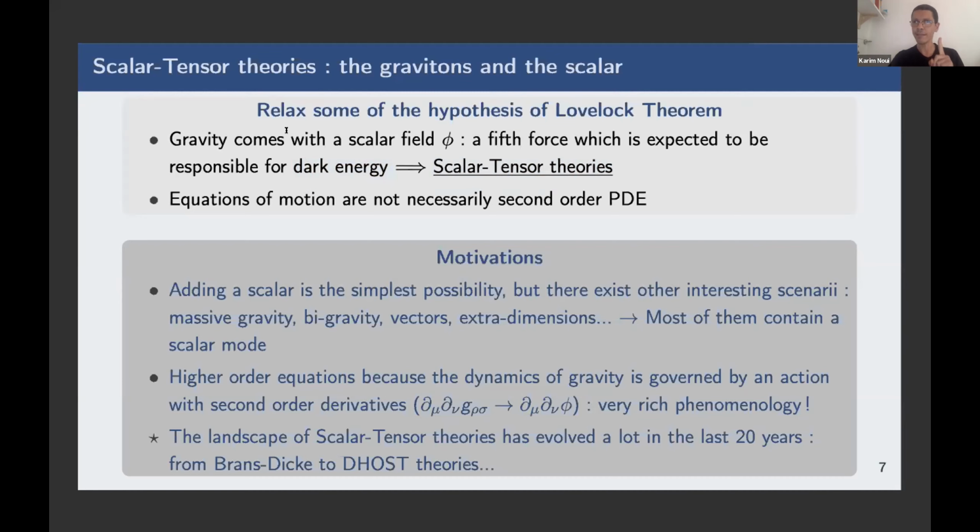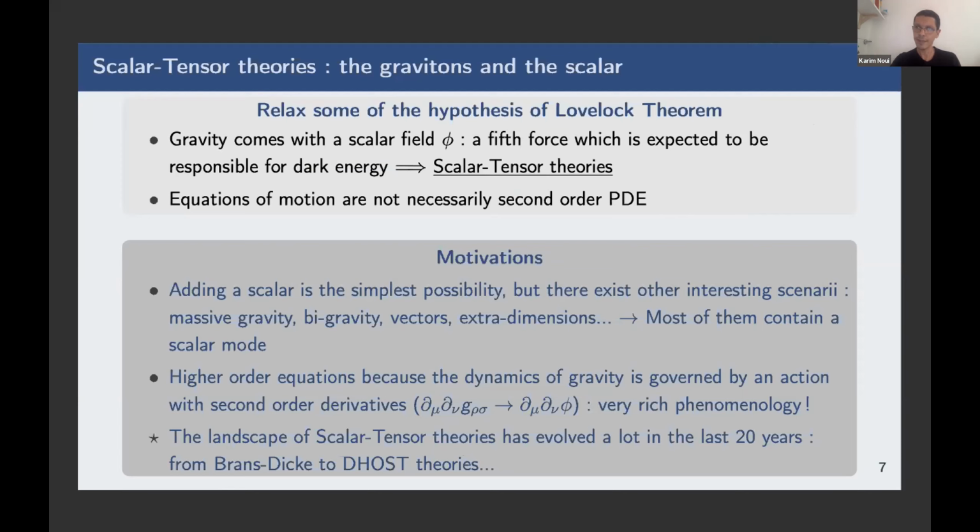But one more thing: not only do we assume that the metric comes with an extra field, which is a scalar field here, but we will also relax the hypothesis that the equations of motion are second order. We will say, okay, it is not necessary to have second order partial differential equations to describe the dynamics of scalar tensor theory. You will see why this is an important assumption. In fact, this second assumption is really at the center of the construction of those theories.